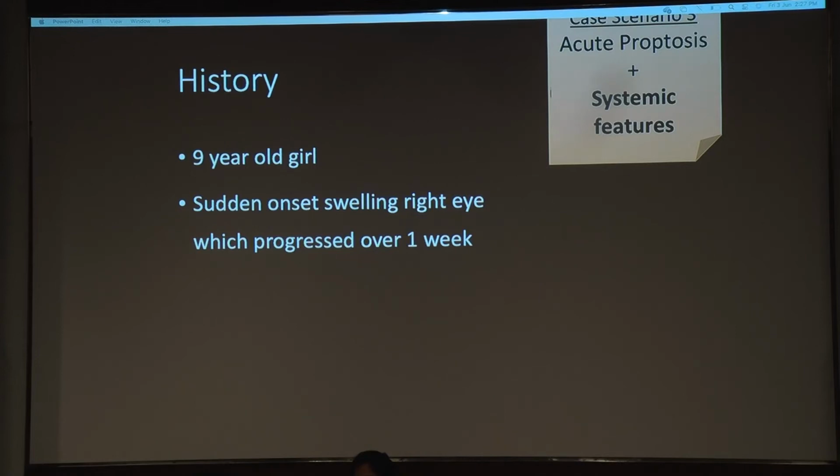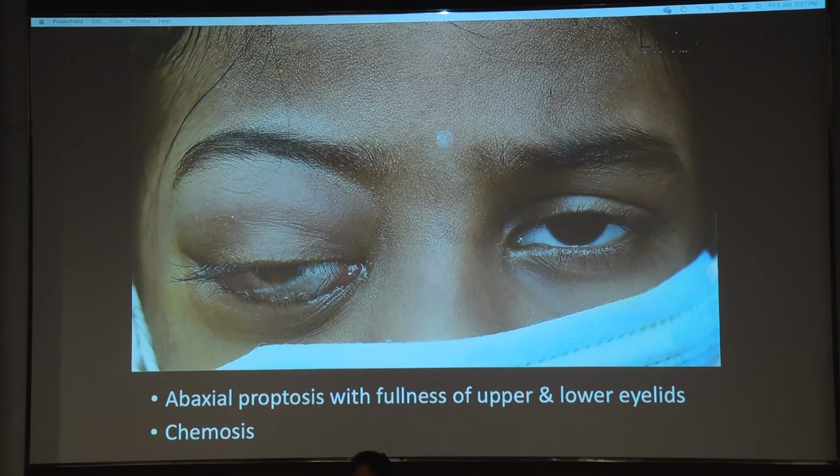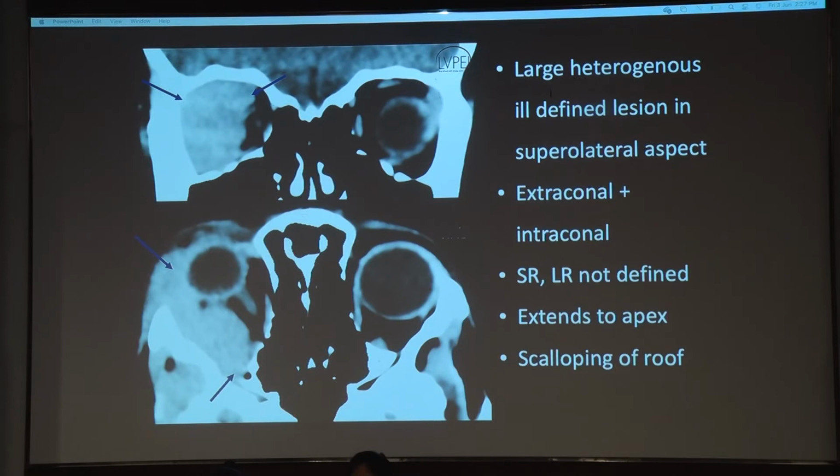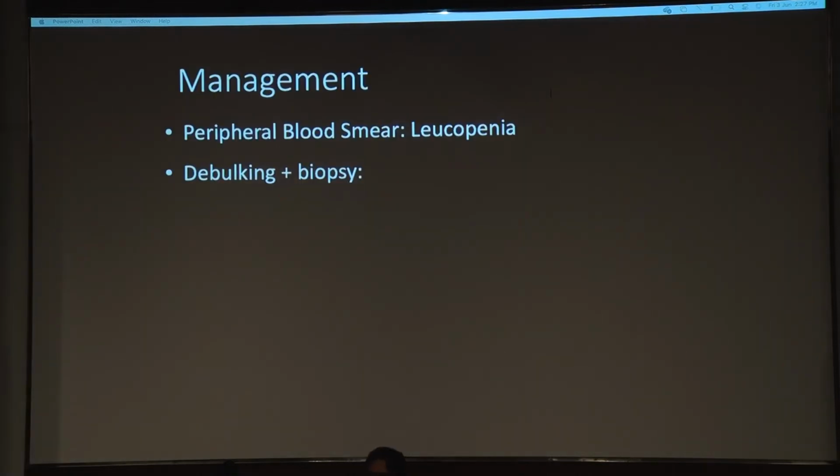The third case scenario is that of a 9-year-old girl who presented with a sudden onset swelling in the right eye which progressed over 1 week. She also gave history of generalized weakness and malaise. On clinical examination, there was gross proptosis with inferior dystopia. On imaging, there was a large, ill-defined, irregular lesion occupying the superior and lateral aspects of the right orbit in both intraconal and extraconal spaces. A scalloping of the orbital roof was also noted.